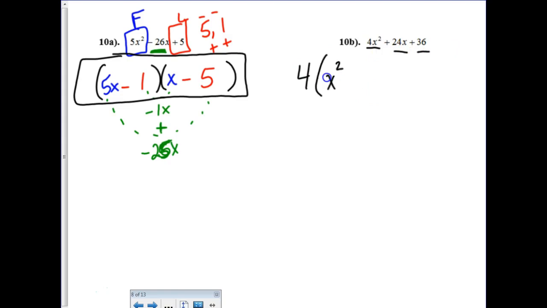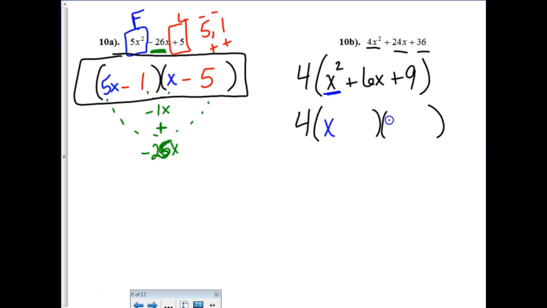So we have x squared plus 6x plus 6. Right? No, that's not 6. 36 divided by 4 is 9. All right, so that x squared plus 6x plus 9 is technically a special pattern, but it's that pattern we told you guys to kind of forget about.